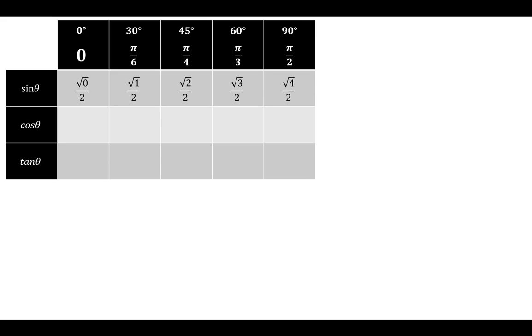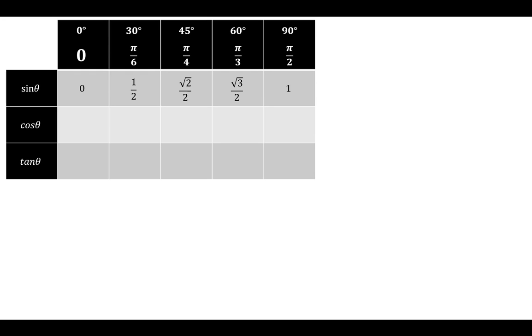These values though are not simplified yet, so we can say the square root of 0 is 0 and 0 over 2 is 0. The square root of 1 is 1 and we get 1/2. The square root of 2 over 2 and the square root of 3 over 2 are both as reduced as they can possibly get, but the square root of 4 is 2 and 2 over 2, or anything divided by itself, is 1. And thus we have a simplified set of values for the first row.